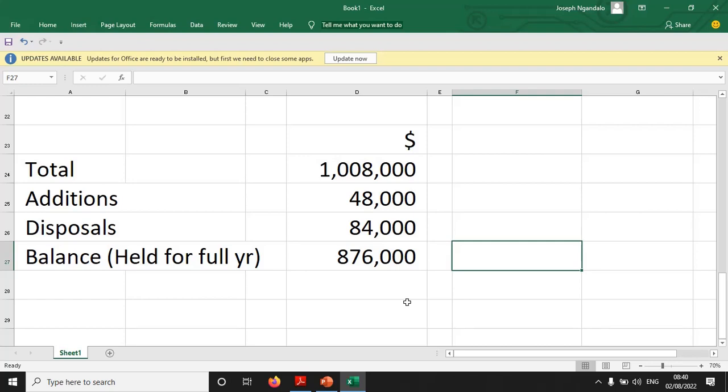Can we now proceed? Are you ready? Good. So let's begin. I'm going to start with the full year. Make it simple for us. Depreciation on the full year is 876,000 multiplied by 20%. You know that 20% is 0.2? Do we teach maths here? Don't start taking us back to grade 12. So, how much are you getting?